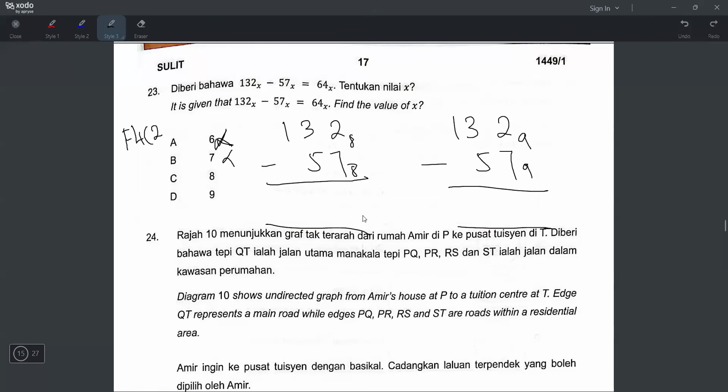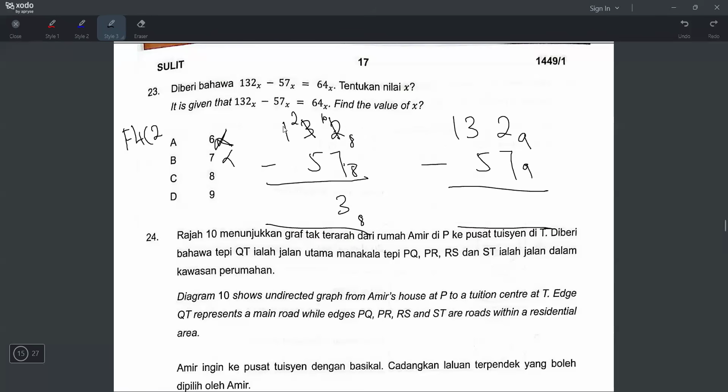Okay, base 8 minus base 8, you get base 8 also. 2 minus 7, I cannot minus, so I have to borrow from 3. When I borrow from 3, the 3 left is 2. But when you borrow there, you actually borrow 8, because this is base 8. So the 2 here has to plus 8 to get 10. Base 8 means you borrow 8. Now 10 can minus 7, you get 3.